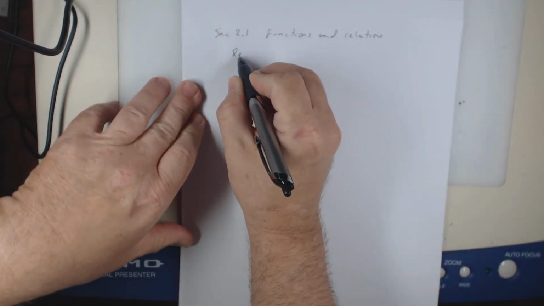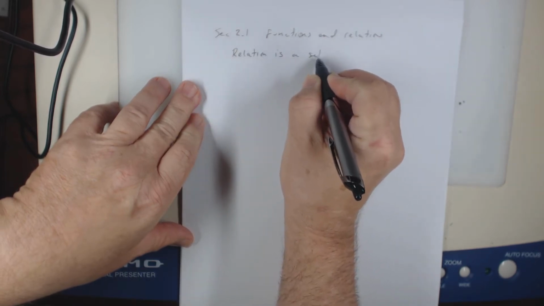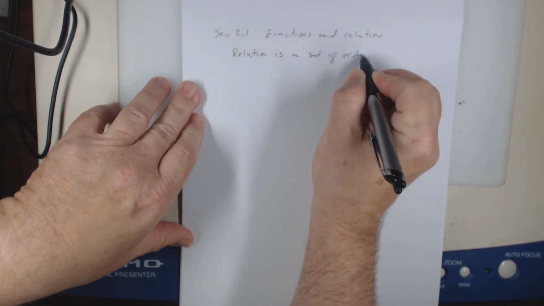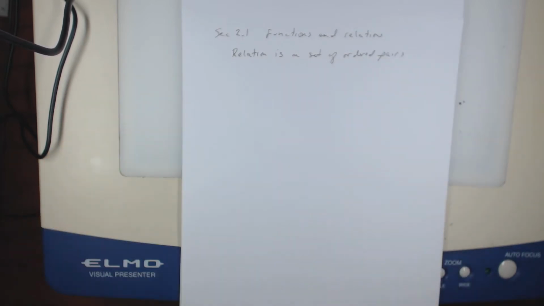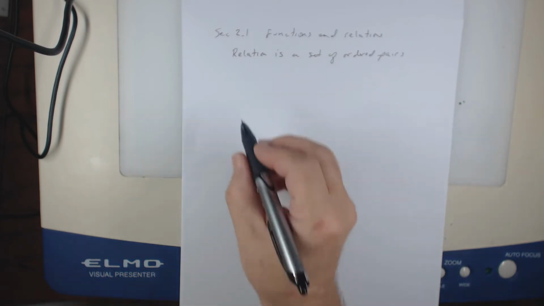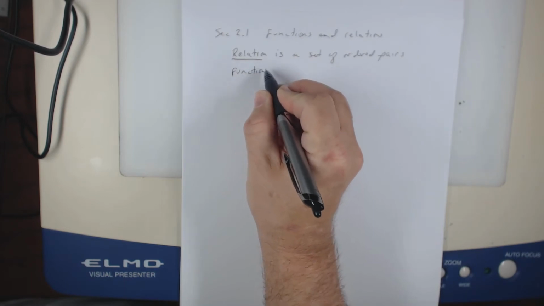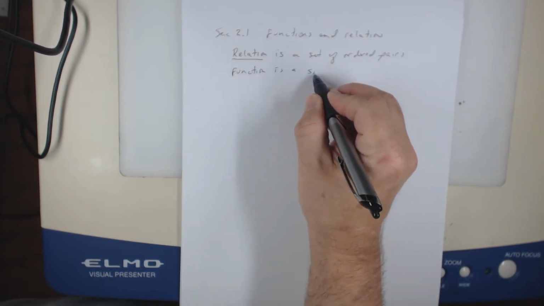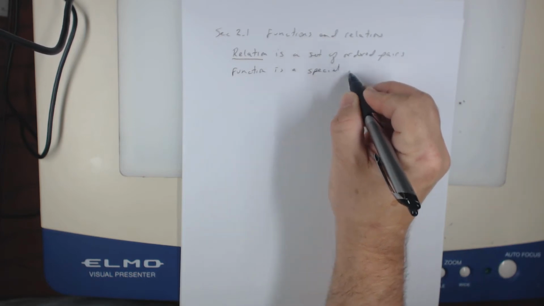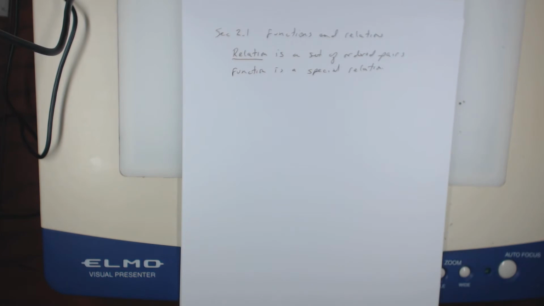All right, so a relation is a set of ordered pairs. Okay. A function is a special kind of relation. So a function is also a relation.